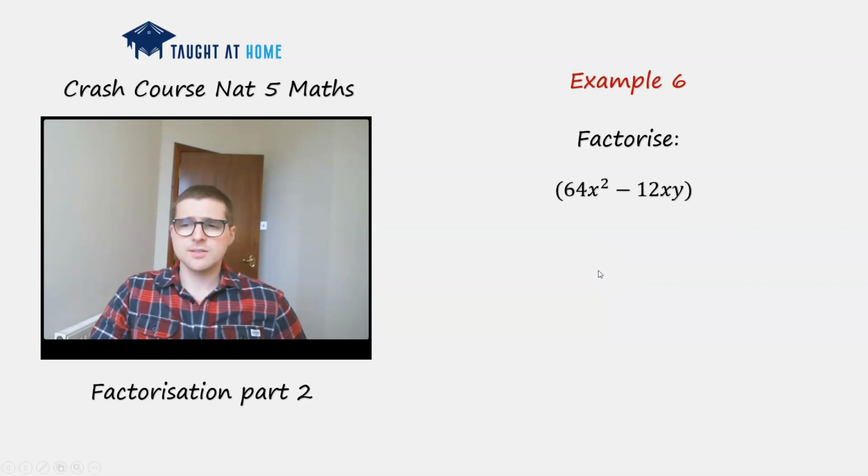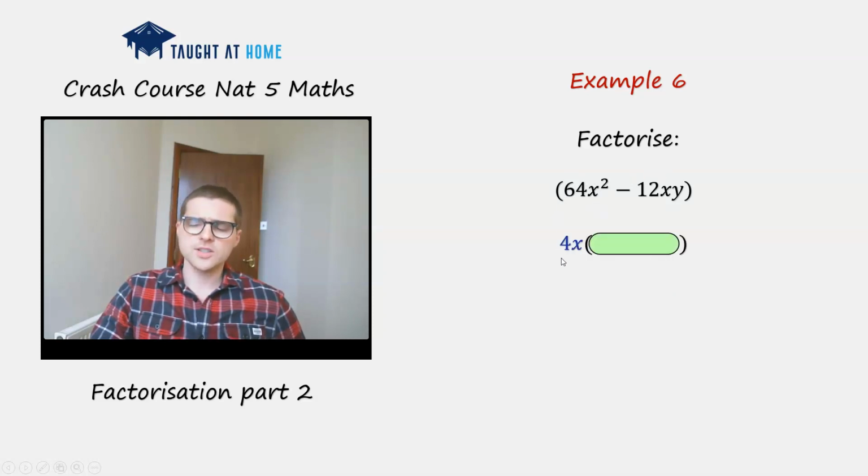And example 6, 64x squared minus 12xy. So x is common to both of these, so we've got an x squared and we've got an x term, and we've got to find the highest common factor between 12 and 64. So what we're left with is 4x. If we factor out 4x, we're left with 16x minus 3y.